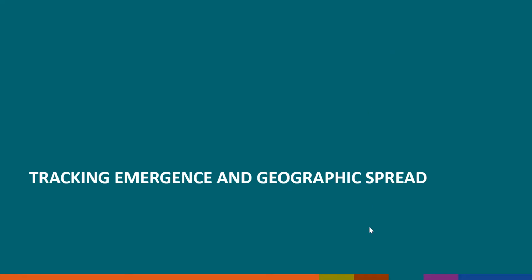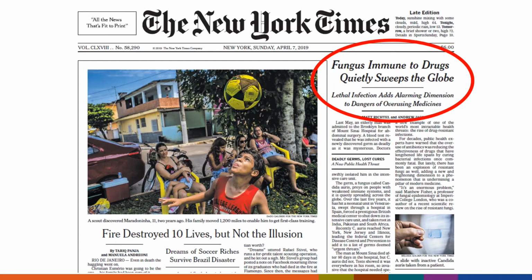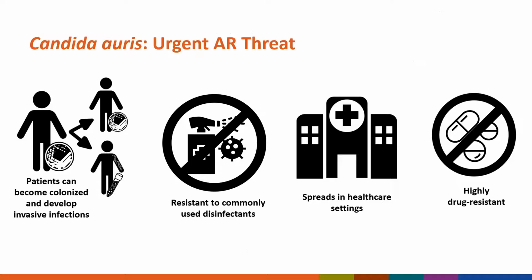Okay, so for the next little bit, I'll talk about how we can use pathogen genomics for tracking emergence and geographic spread of public health threats. One really great example of this is a fungal threat. This is a fungus said to have quietly swept the globe, appearing in healthcare settings in over 40 countries now. It goes by the name of Candida auris. This is an MDRO, and CDC lists C. auris as a top urgent antimicrobial resistant threat.